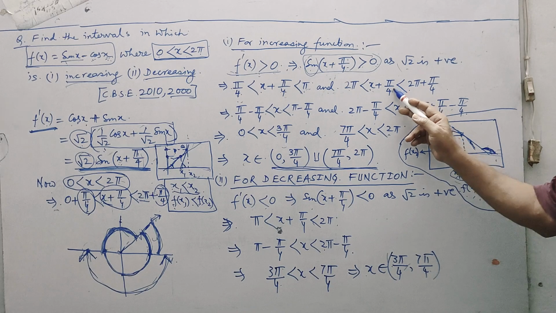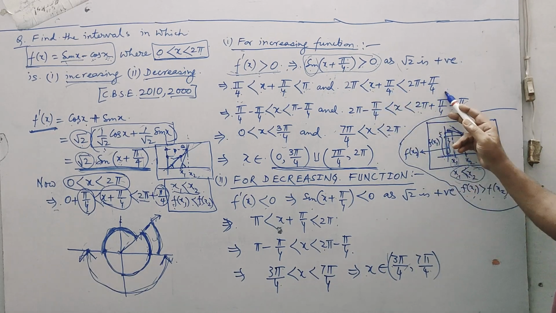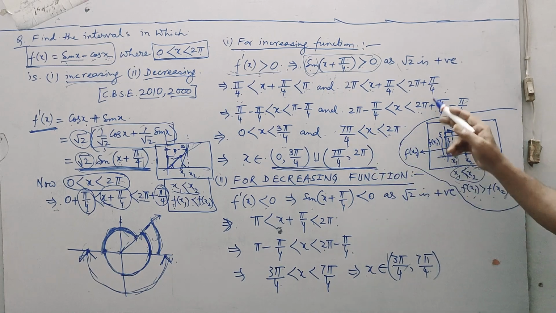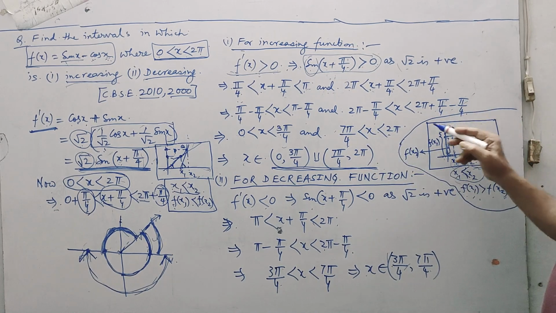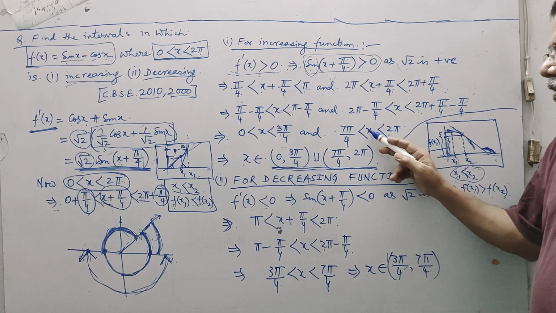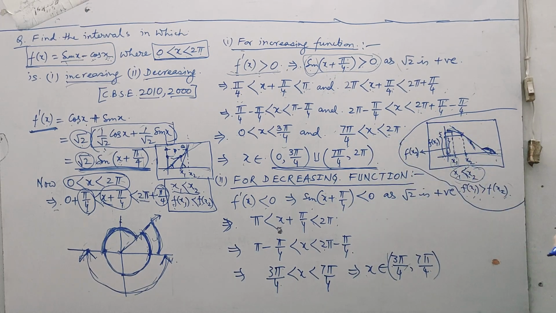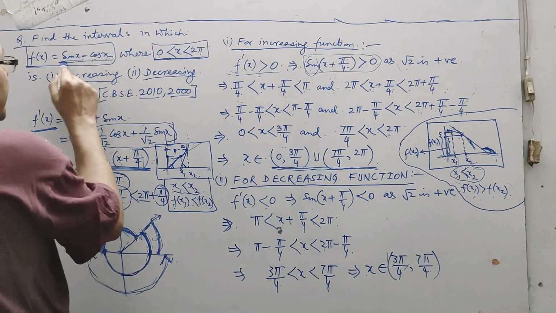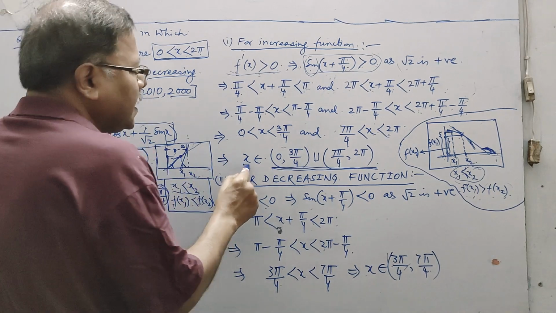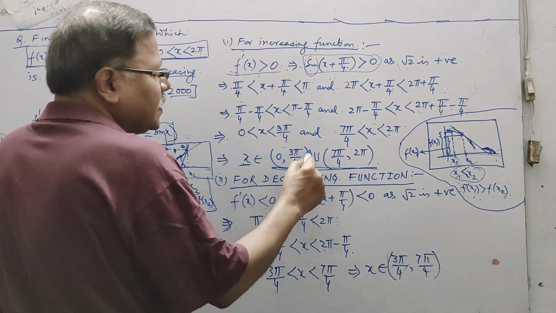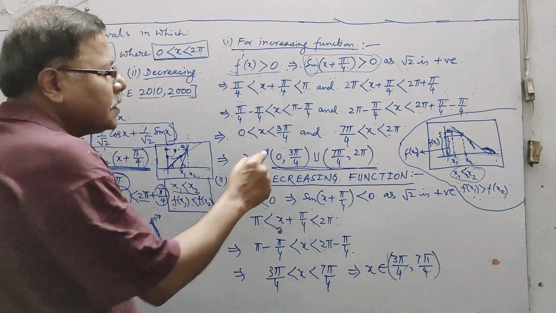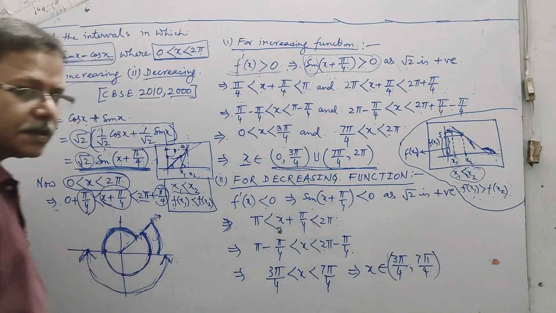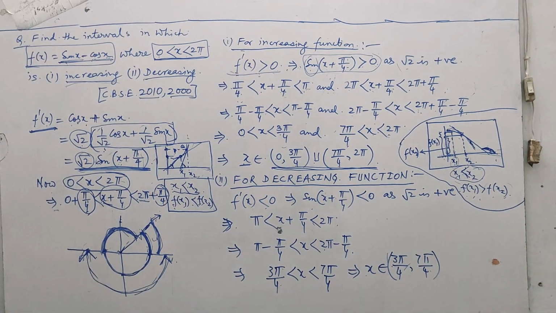Similarly pi by 4 taken to that side and pi by 4 brought this side will give you 2 pi minus pi by 4, that is 7 pi by 4, and pi by 4 minus pi by 4, these two get cancelled, only 2 pi is left. So x is greater than 7 pi by 4 and less than 2 pi. Means this function f(x) equals sin x minus cos x will be positive if x is lying in this region, that is 0 to 3 pi by 4 union 7 pi by 4 to 2 pi. Alright, this much is for the increasing function.